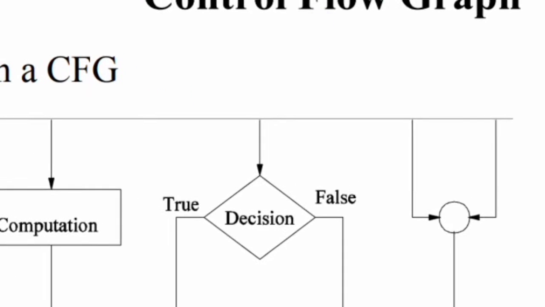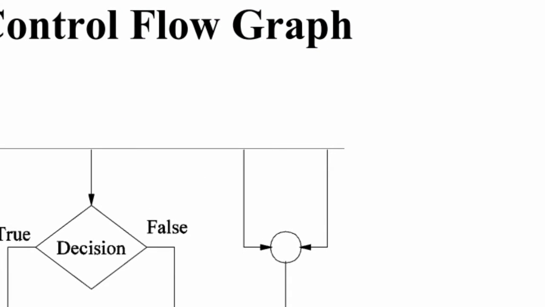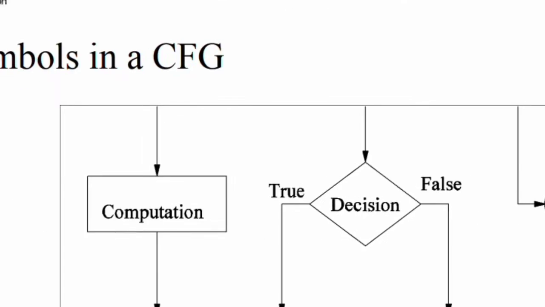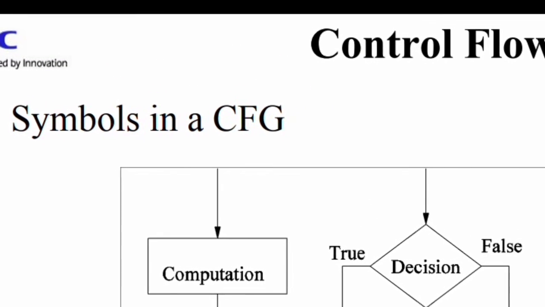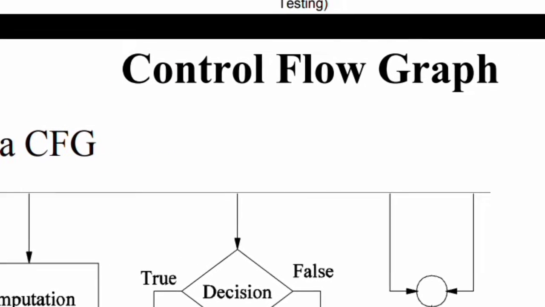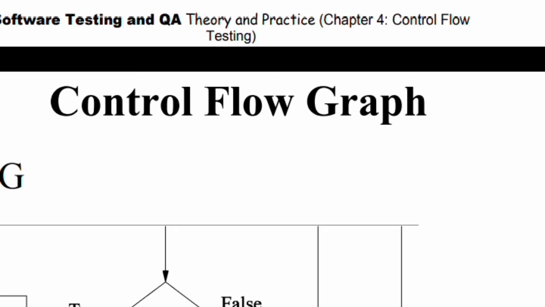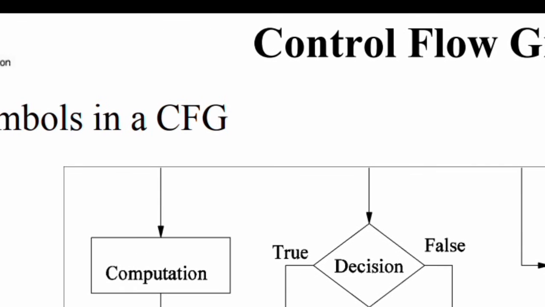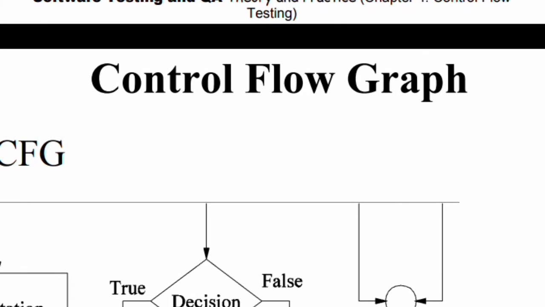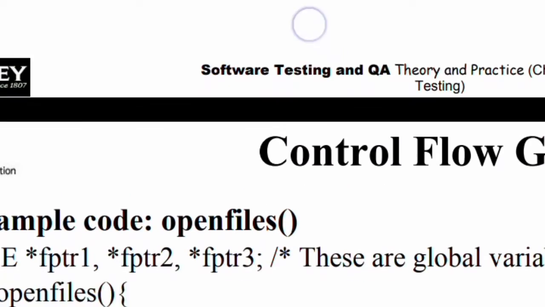Control flow graph. Symbols in a control flow graph: the sequential computation, decision point, and merge point. We already understand the symbols used. This is the computation or assignment statement. This is the true or false branch for conditional statements, and the merge points. These are the symbols used in the control flow graph.